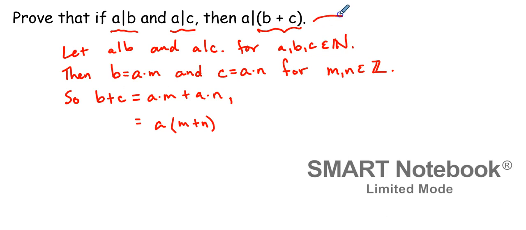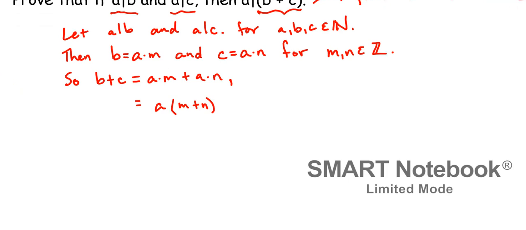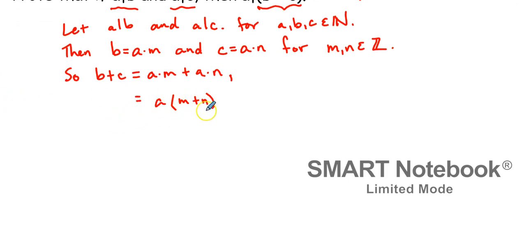But we can take a step back and think about what we're trying to prove. We're trying to prove that A divides B plus C. And what that means is we need to prove that we can write B plus C as some multiple of A. So just using that definition, we want to prove that B plus C is just some multiple of A. And so we're pretty close down here. We've got A times M plus N. We know that M and N are integers, so we just need to essentially make a statement about what M plus N is.